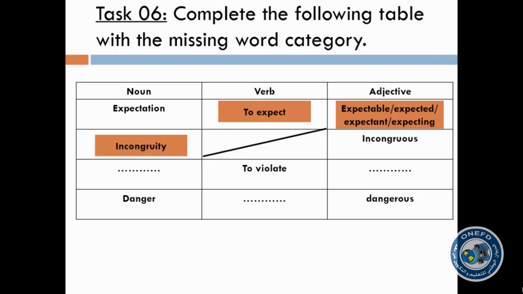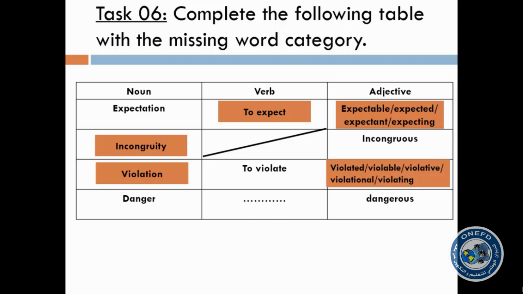So let's see the noun of the adjective incongruous. It's incongruity. Let's see the noun of the verb to violate. It's violation, by adding the suffix -ation. So let's see the adjective of the verb to violate. We have many possibilities to make an adjective from the verb to violate. We have violated, the past participle of the verb to violate, and violable, violative, violational and violating.